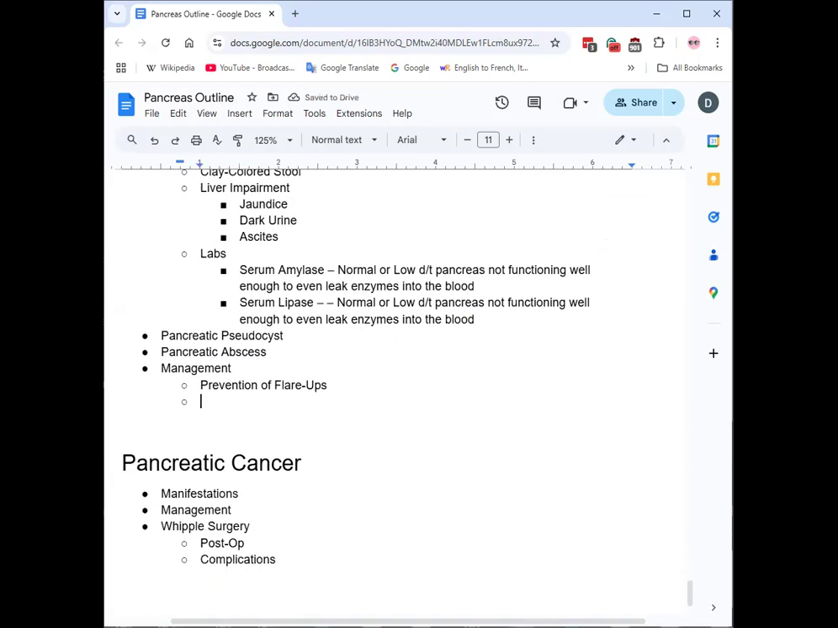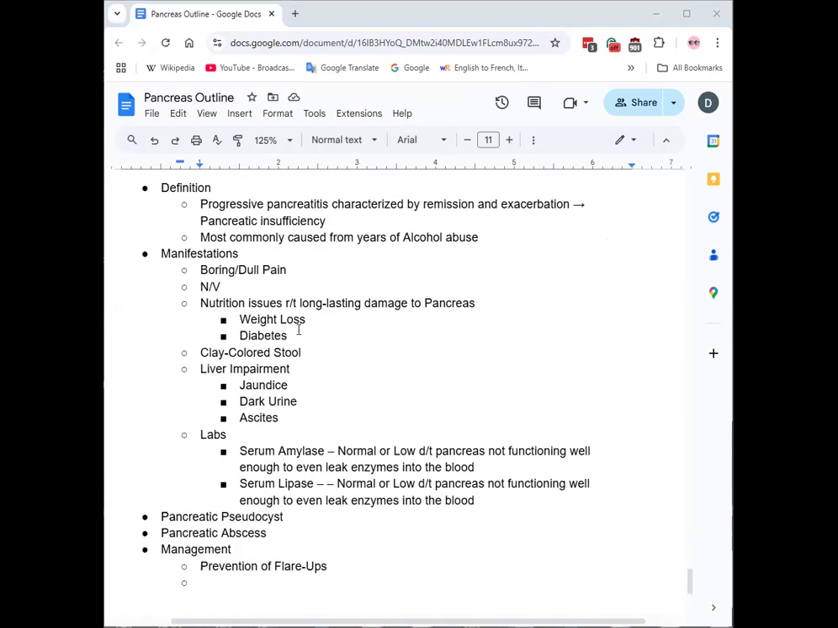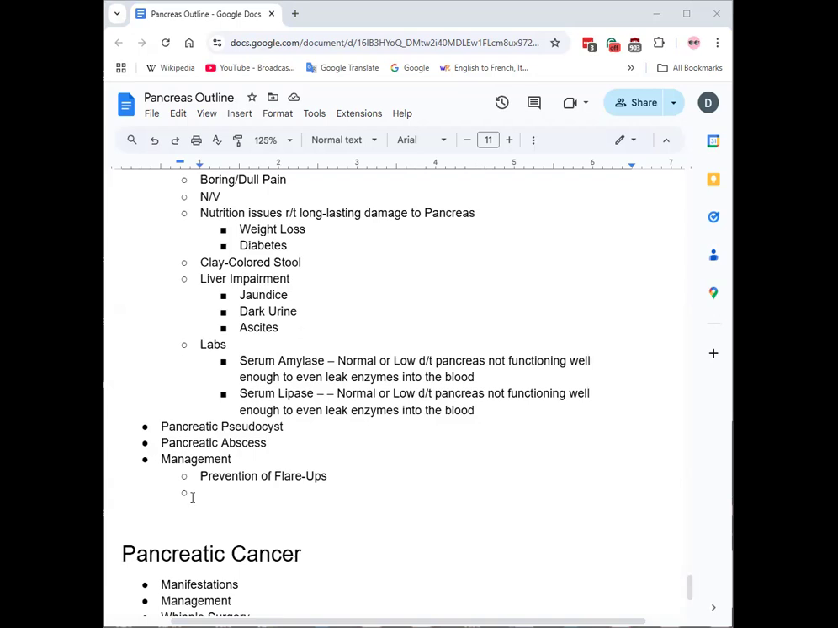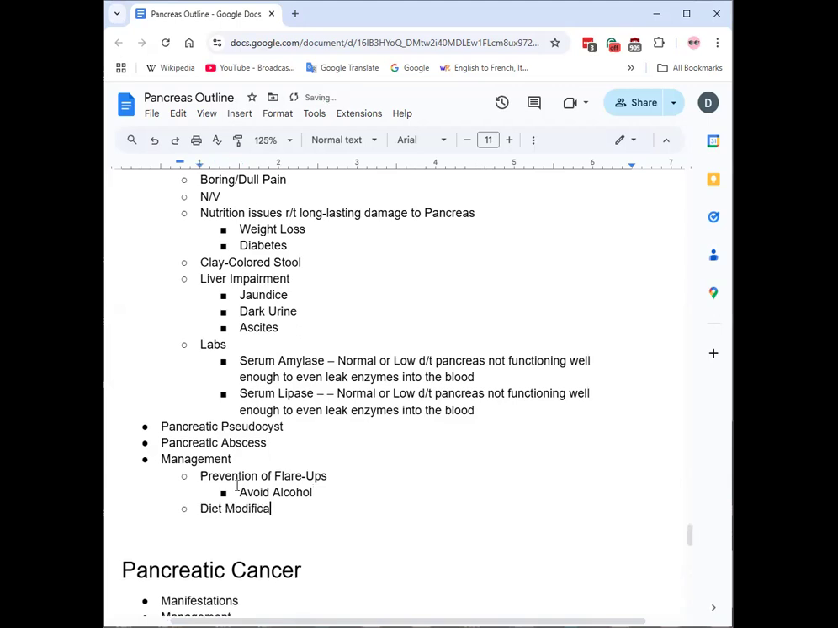Now for the management. What are some things that can be done to help prevent flare-ups from occurring? Yep. So some things that we can do to prevent flare-ups is avoid alcohol. Anything else you want to avoid? Pretty much a general diet modification, yeah.